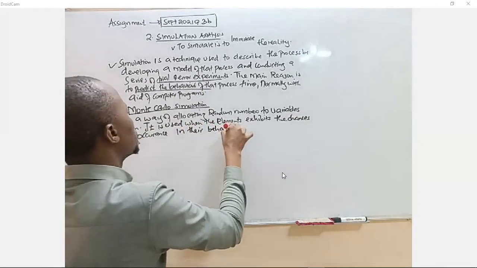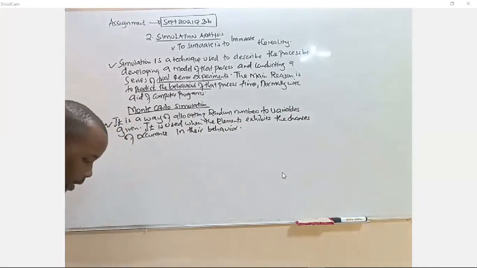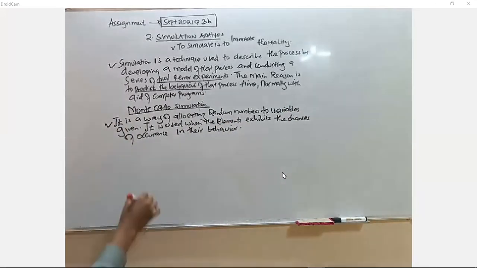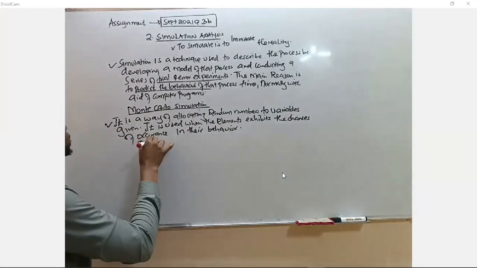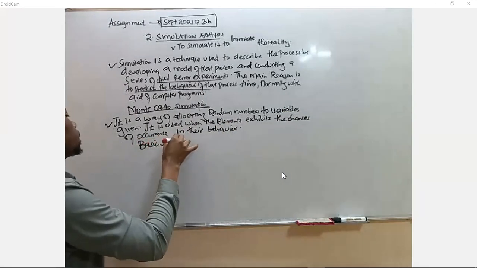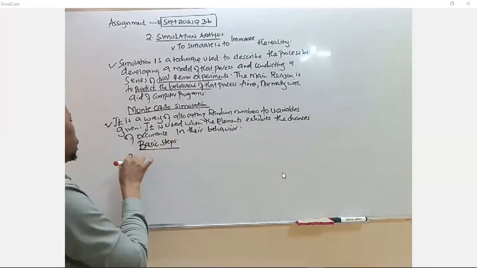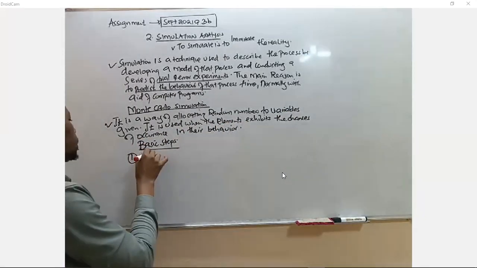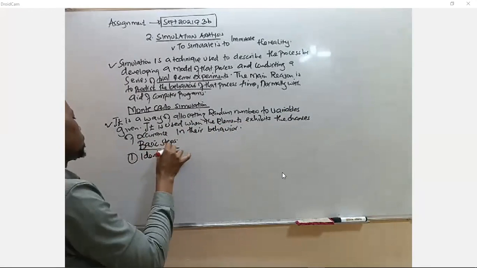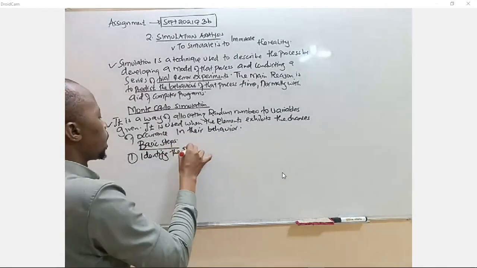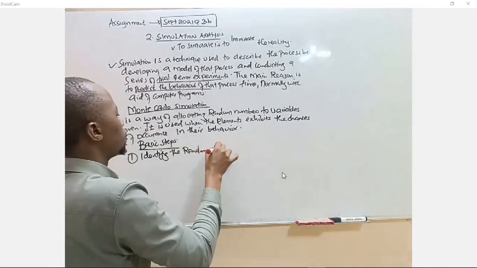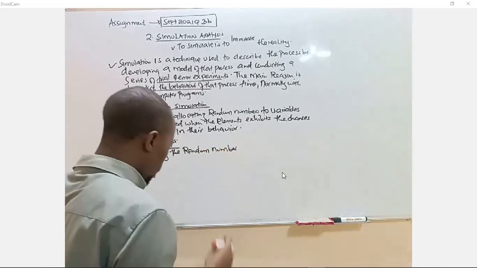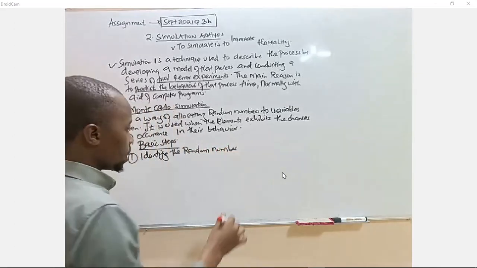We will look at how we will use these things when we do an illustration. How am I supposed to be using them? So let us look at the basic steps followed. Basic steps. Number one, what is the basic step number one? Identify the random number which is uncertain.